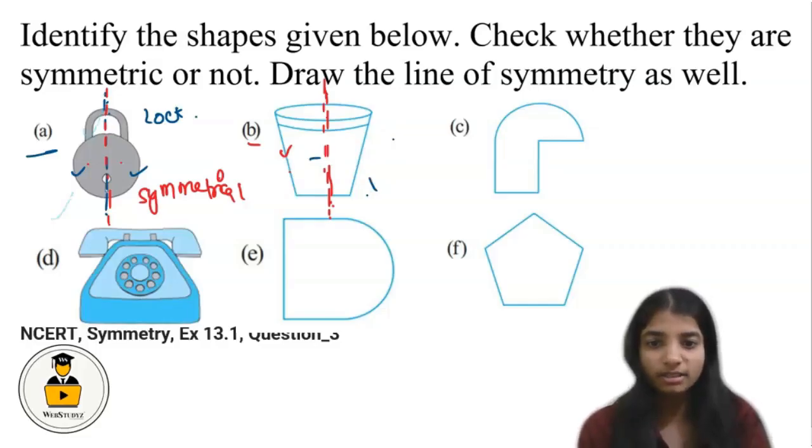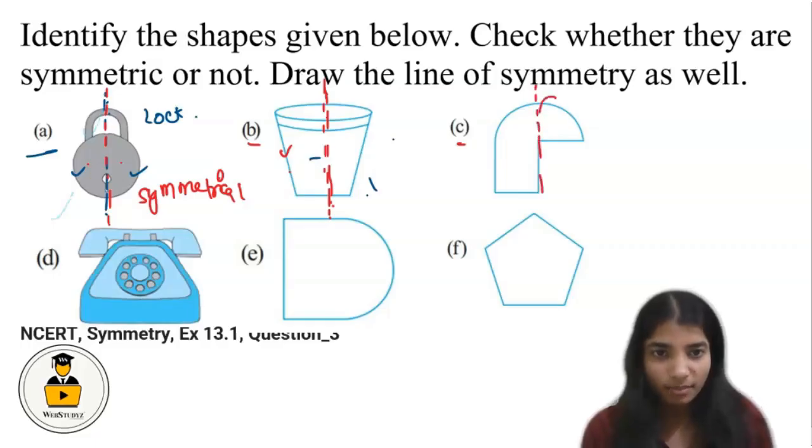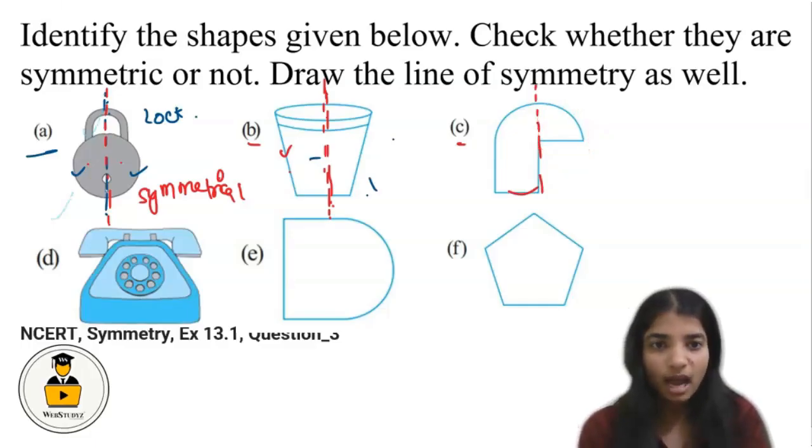Now let's discuss part C. In part C, this figure is given. Firstly, we have to check whether it is symmetric or not. If we draw a line from its center, we get one shape as this and the other as this. And from here you can clearly see that both the images are not identical. So this straight line can't be our line of symmetry.